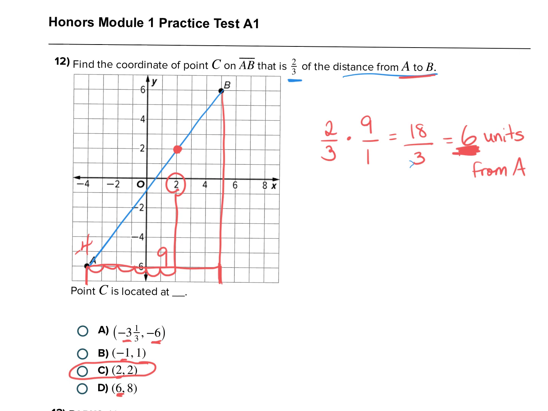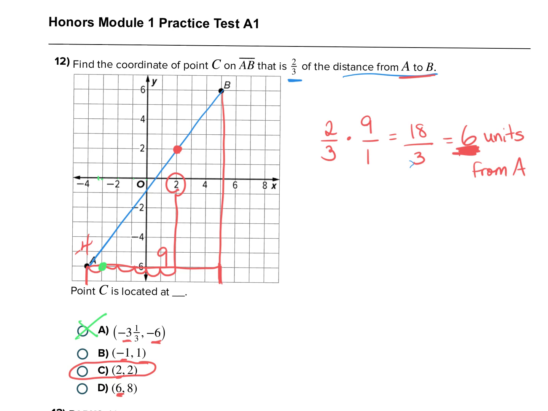But let's say you didn't remember how to do that. Plot the points you were given. So choice A is -3 1/3. So -1, 2, 3, and a little bit. And -6 brings me all the way down here. So if you notice, the point is not even on the line. So clearly that can't possibly be correct.